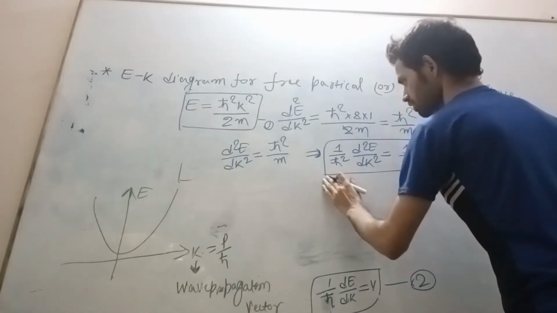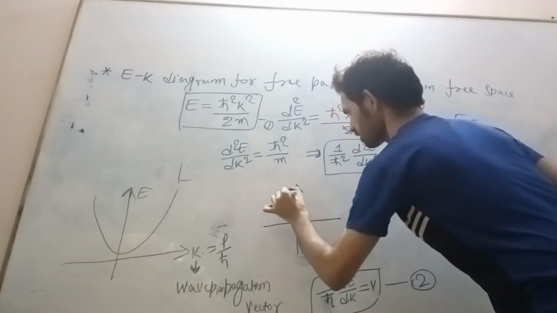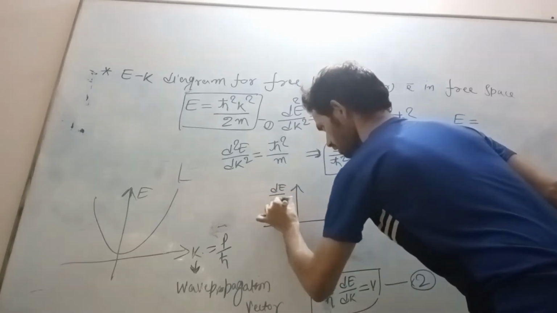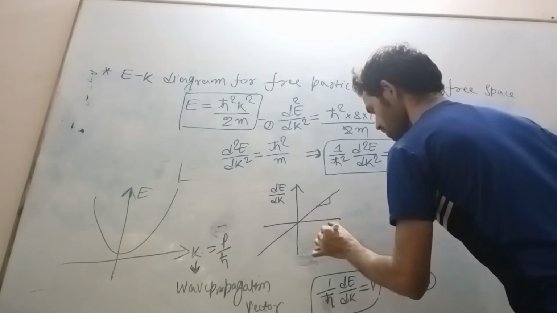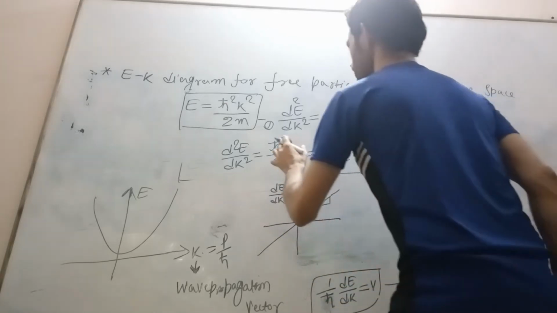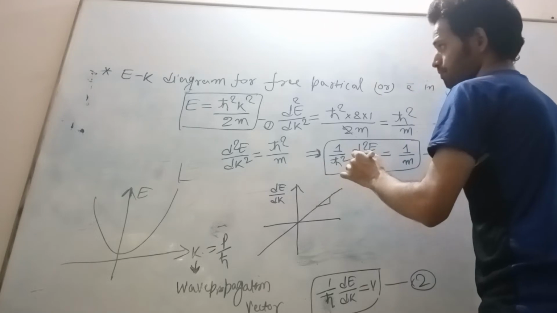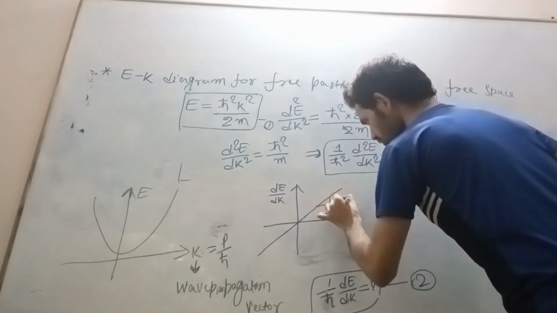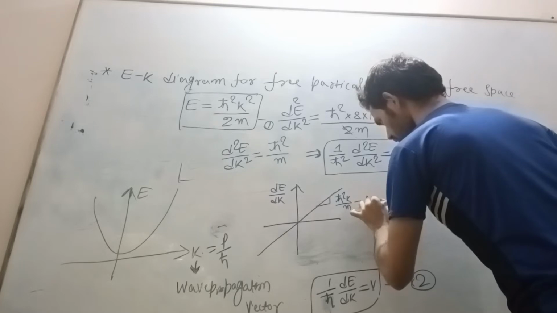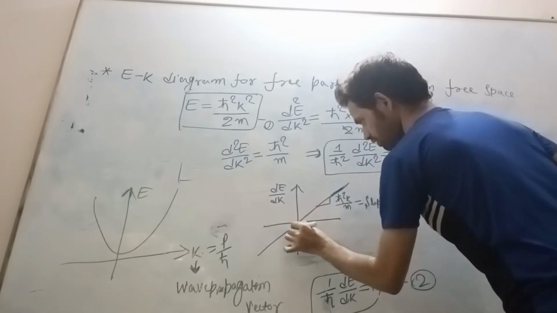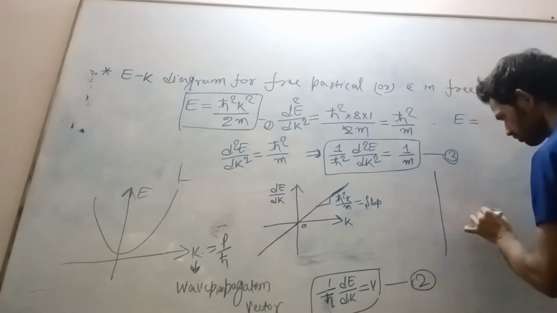if we draw the graph corresponding to this derivative, the first derivative, the dE by dk curve will come, a straight line that passes through the origin. What is the slope here? If we differentiate this, what do you get? Slope h square by m. So h square k by m is the slope of this first derivative with respect to k.